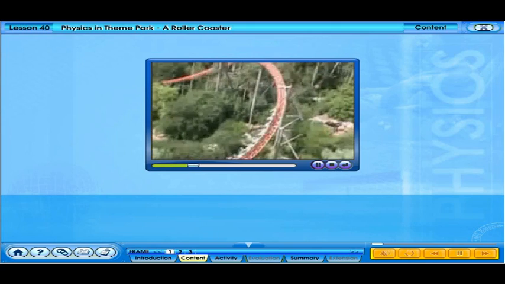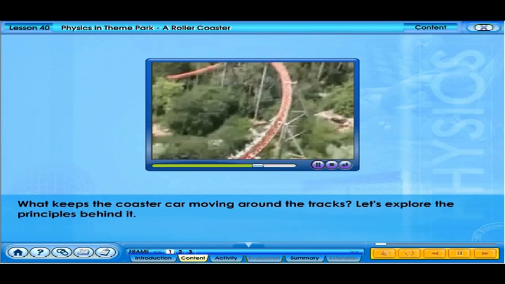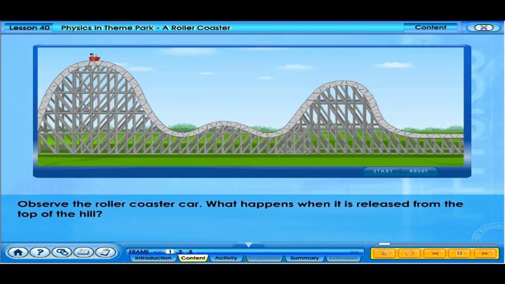Examine a roller coaster. What keeps the coaster car moving around their tracks? Let's explore the principles behind them. Observe the roller coaster car. What happens when it is released from the top of the hill? Click the Start button to see what happens.